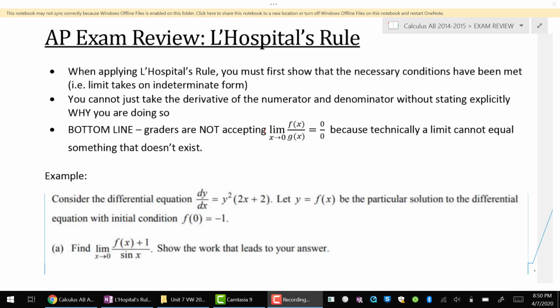Specifically, I'd like to talk to you about the syntax and proper usage of L'Hopital's rule as you might see it within an FRQ. So I have for you a list of things to think about when you think that you're going to use L'Hopital's rule.